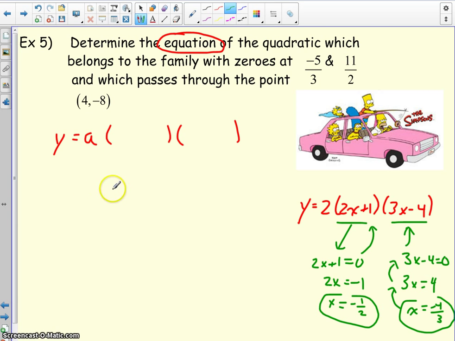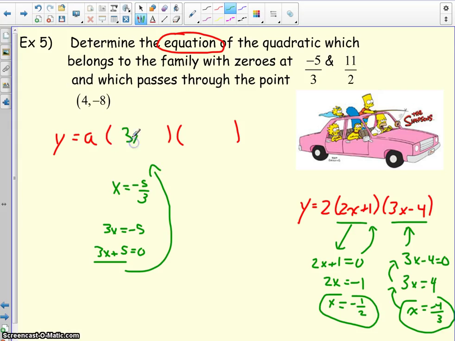So if I have an x-intercept of negative 5 over 3, again, let's reverse the equation so I can have 0 on one side and everything over on the other side. I'm going to multiply both sides of the equation by 3 here. That's going to give me 3x equals negative 5. And then I'm going to add 5 to both sides of the equation to get 3x plus 5 equals 0. So that would have been the original factor I would have had to solve for to get my x-intercept. So this is going to be my factor. Over here I'm going to get 3x plus 5.